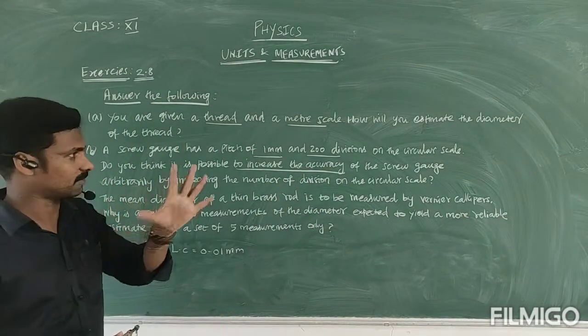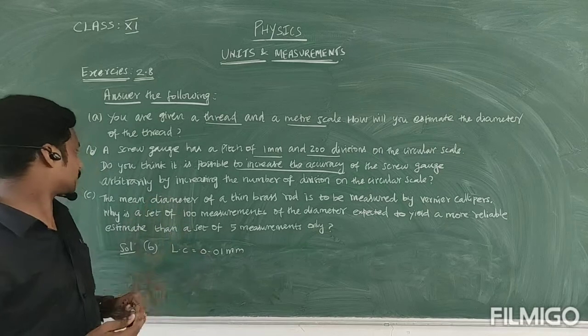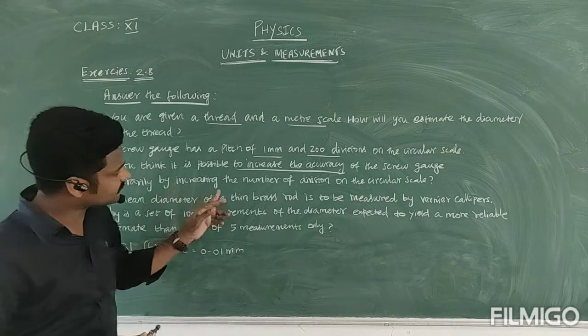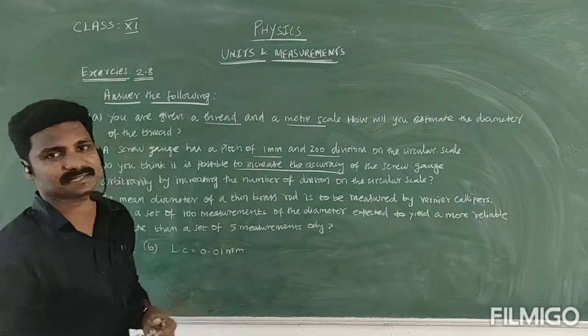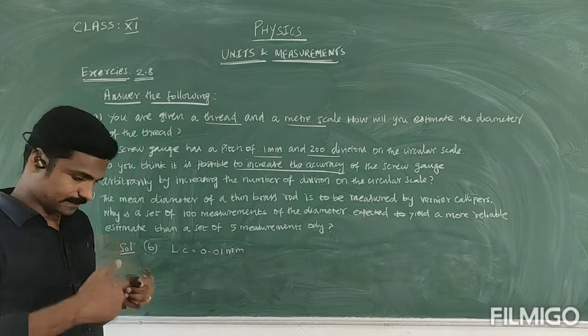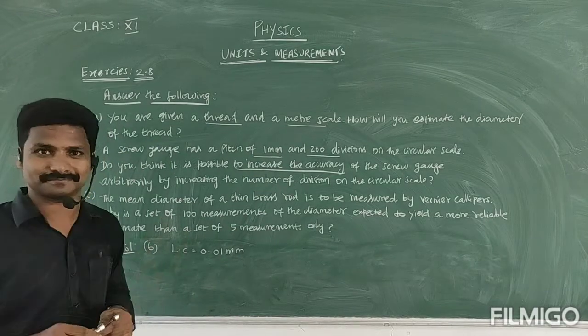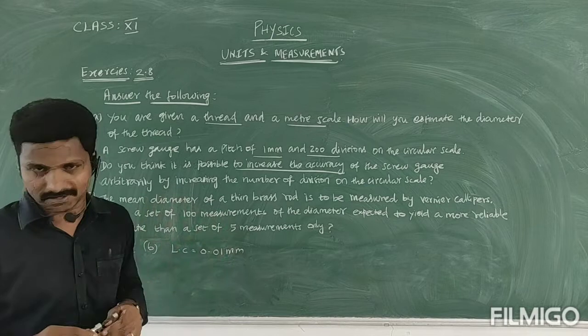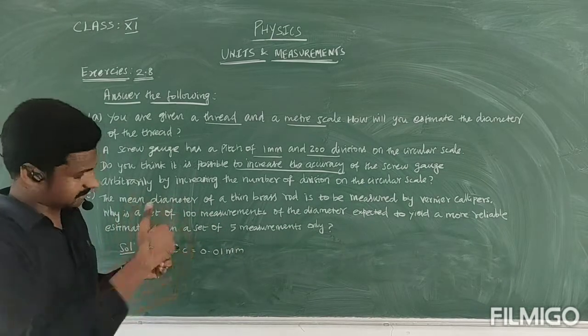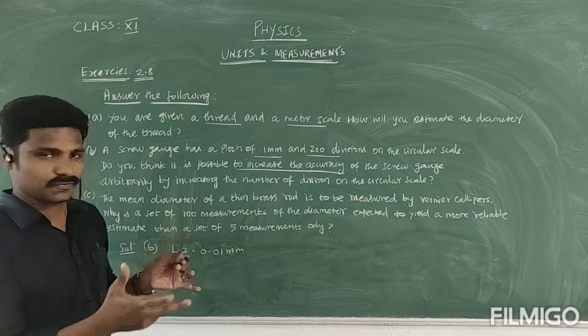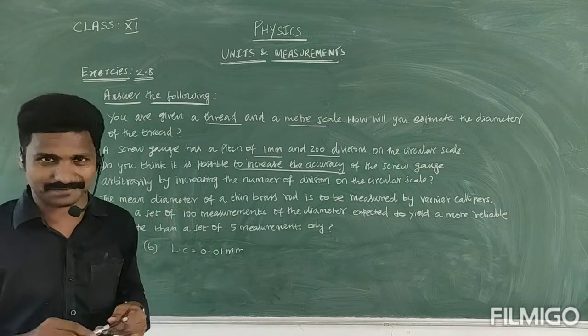Will the accuracy increase? That is the first question. Then, arbitrarily, by increasing the number of divisions on the circular scale, if it keeps increasing, what will happen? Maybe it's 100 or 200, 300, 400, 500. If it increases, what will happen? So that is the question.